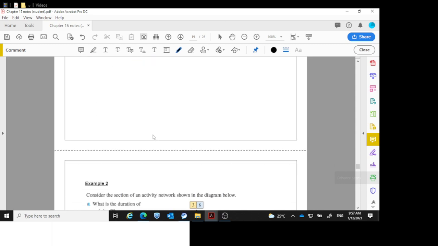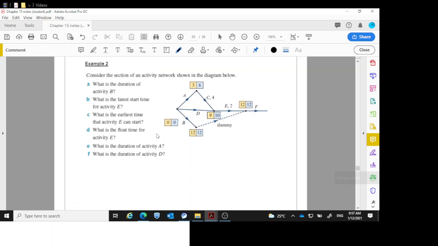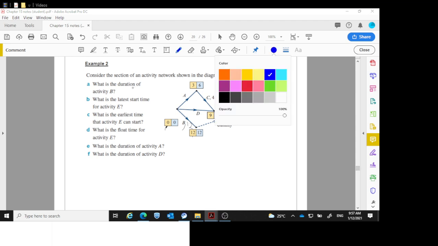And that should give me all my things. It's not as hard as that. It's actually quite easier. Example 2 says, consider the section of an activity network shown in the diagram. There it is there. What is the duration of activity B? Well, activity B, we don't know what it is, but if it starts at 0 and it ends up at 12, this must be 12. So activity B is 12.